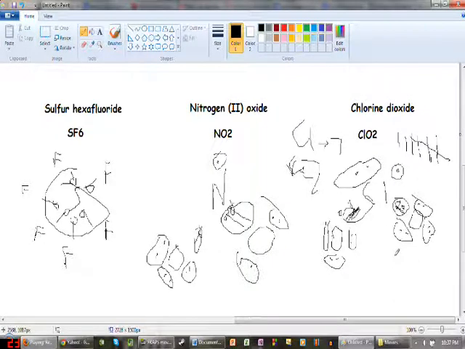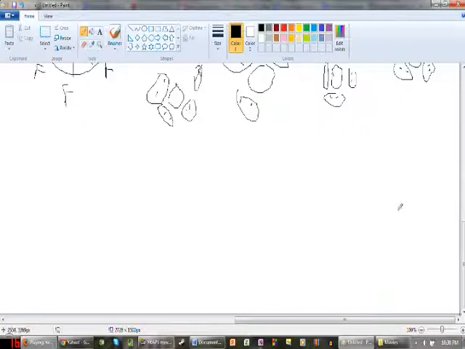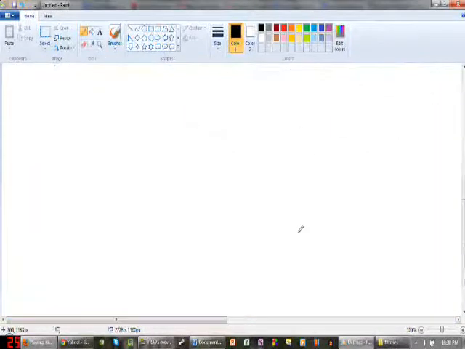Now it's just a complete mess, but that's how ClO2 makes sense. And I'll just draw a little for the lone pairs. And so that is Lewis dot structures bonding. So I guess you could have some random examples over here. So let's try to make something up.